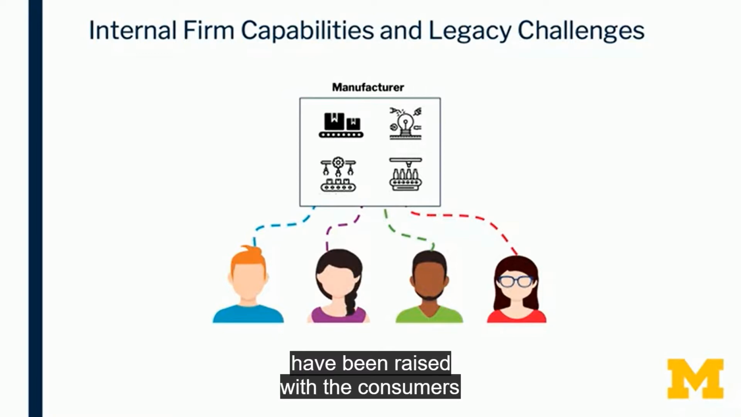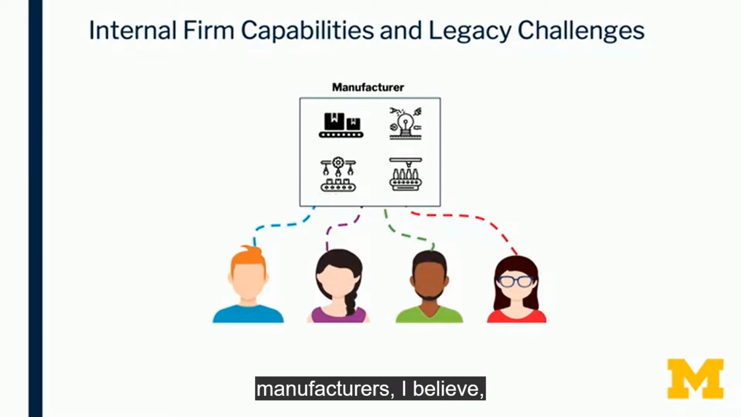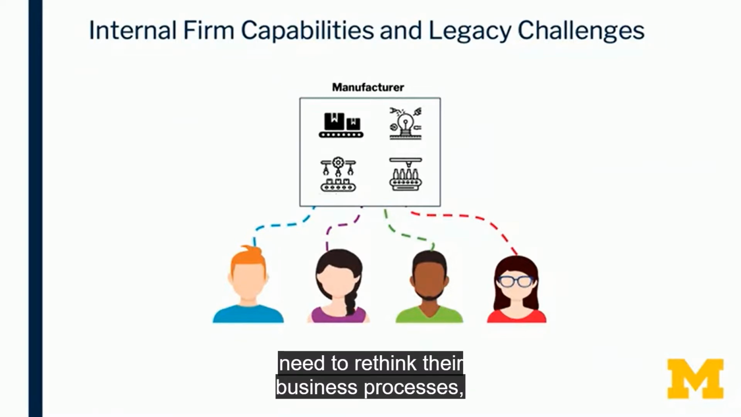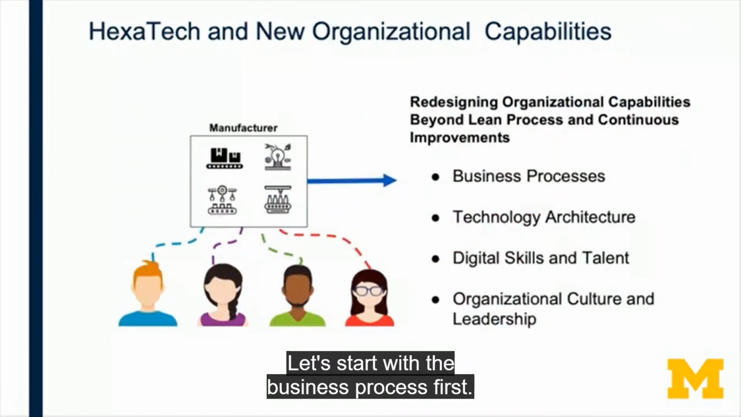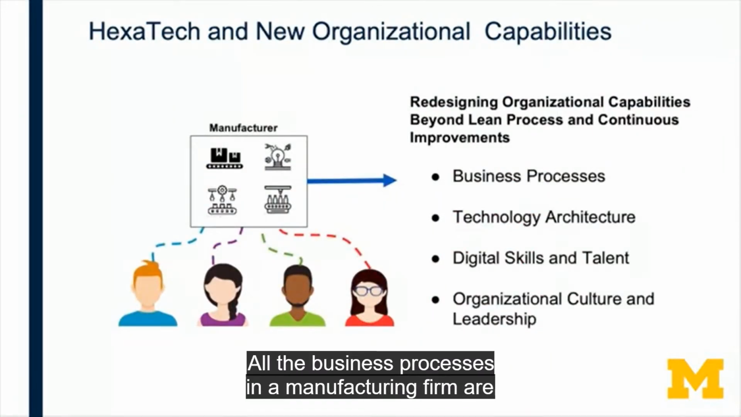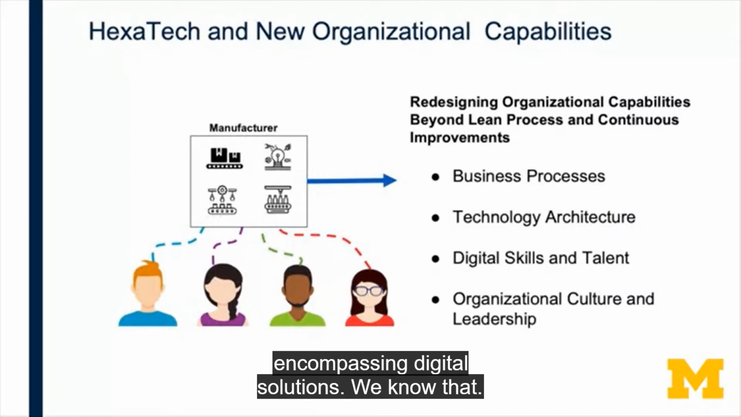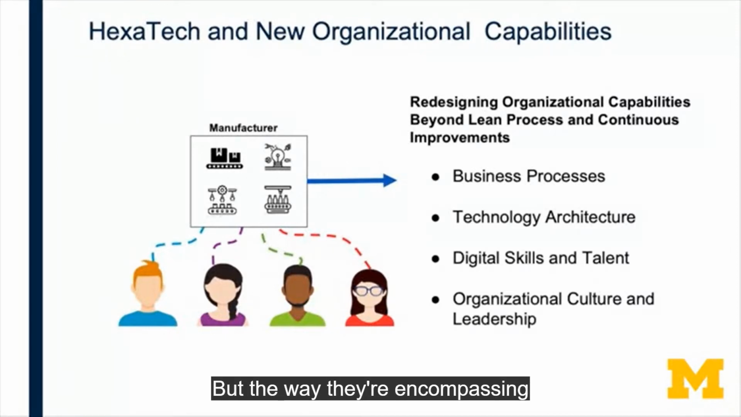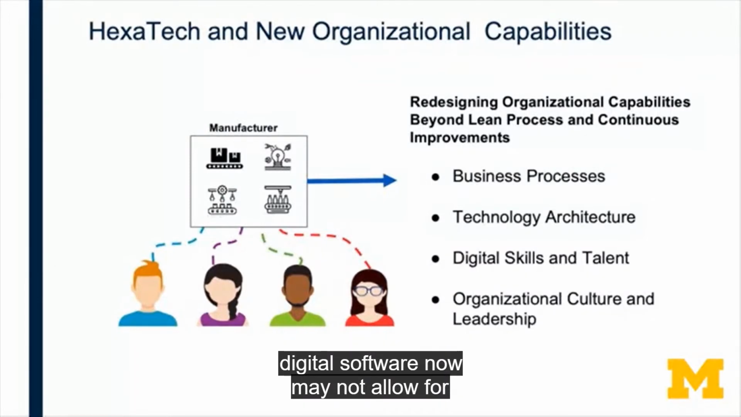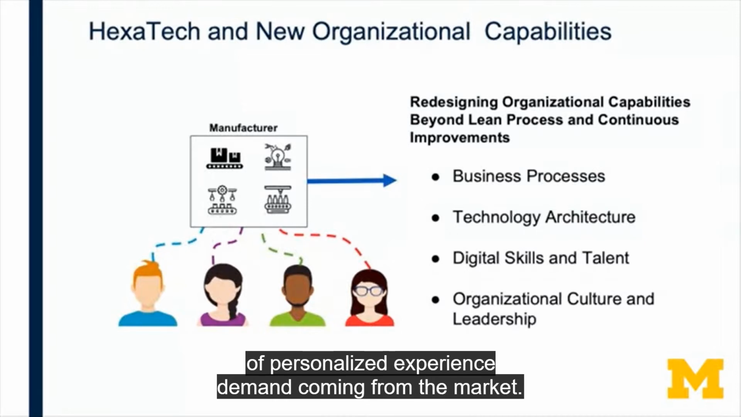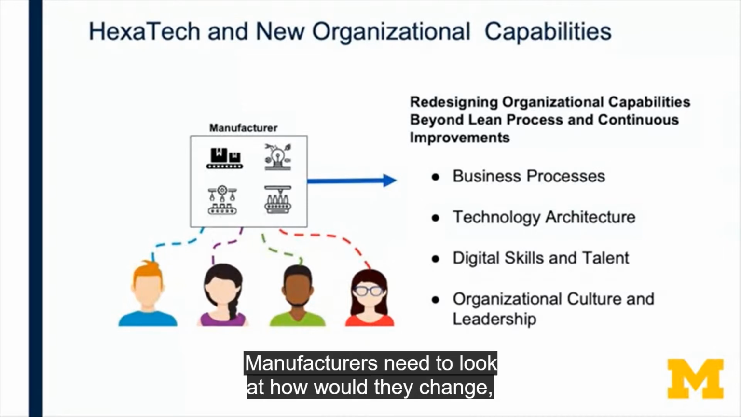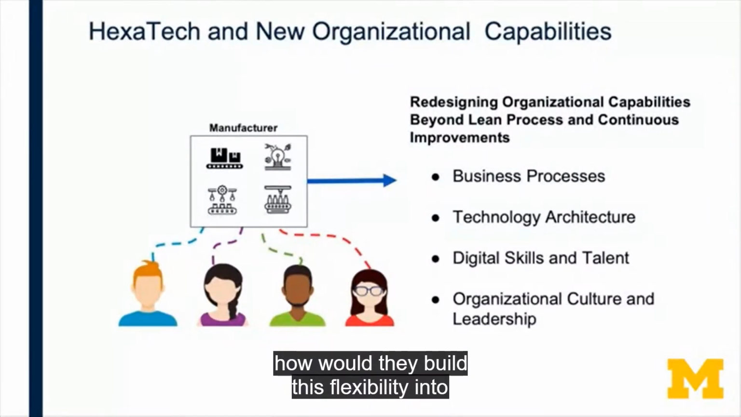To meet all these demands, manufacturers, I believe, need to rethink their business processes. They need to rethink their technology architecture, and also they need to rethink about their talent composition. Let's start with the business process first. All the business processes in a manufacturing firm are encompassed in digital solutions. We know that. But the way they are encompassed in digital software now may not allow for the flexibility to meet the requirements of personalized experience demand coming from the market. So manufacturers need to look at how would they change, how would they build this flexibility into the business processes to cater to the one customer at a time.